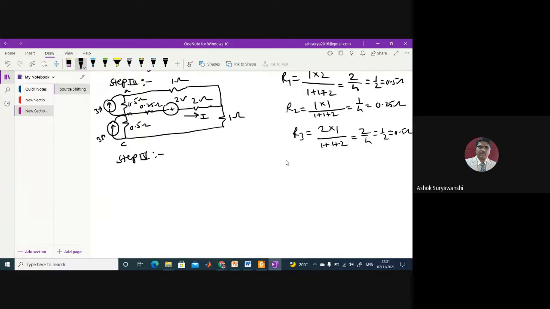So if I transform this, then I'll get a resistance of 0.5 ohm in series with the voltage source with this polarity because current is in upward direction, and V is equal to IR. I is 3 ampere, so V is 3 into 0.5 ohm. So it is 1.5 volt. So the value of the voltage source is 1.5 volt. Similarly, we can transform the lower one.